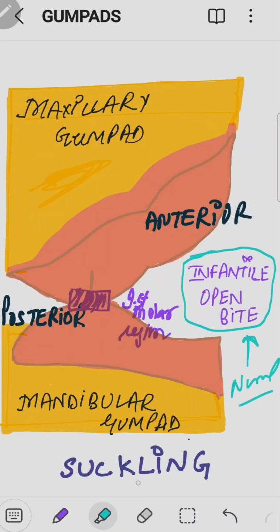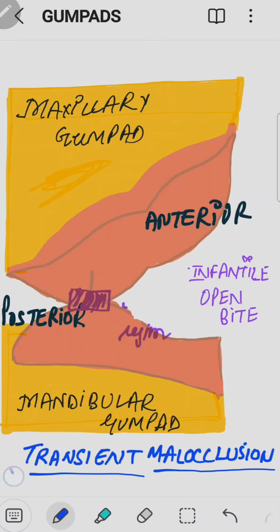This infantile open bite plays a very important role during breastfeeding. When a mother breastfeeds the child, this helps in the phenomenon called suckling, in which the orofacial musculature is involved. It helps in the growth and development of the child as well. Since this infantile open bite corrects itself on its own as age advances, it is also called transient malocclusion.